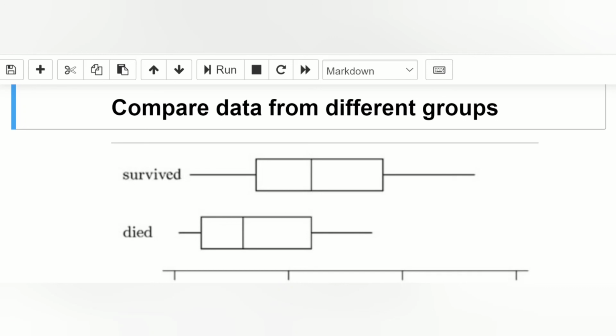I hope that this must have made some sense, and this must have given you clarity that box plots are basically used to check for the type of the distributions, if it's a normal or a skewed distribution. We can also use a box plot to compare data from different groups as well.